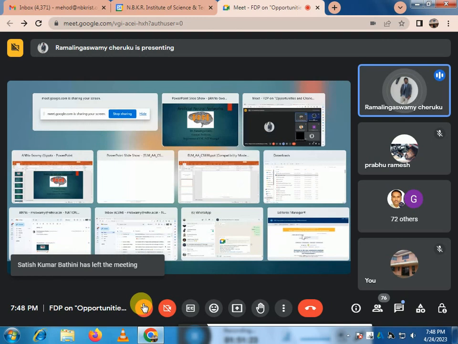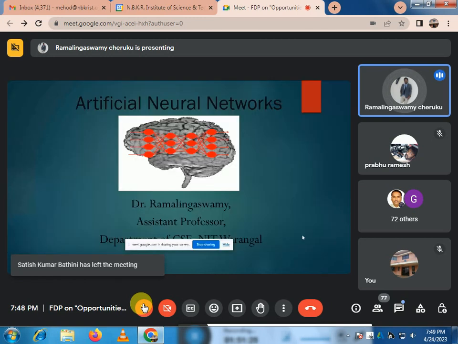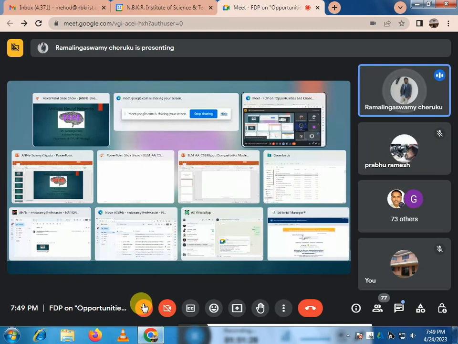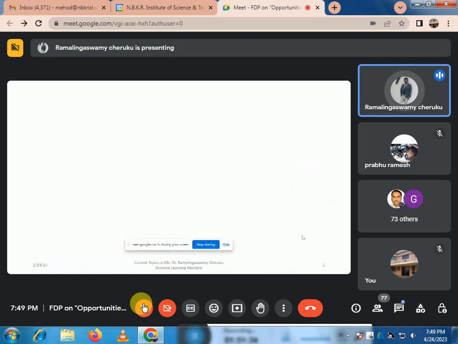Most of the time I will write on the Microsoft whiteboard, and as and when required, I will switch to the PPT. This is my whiteboard. I hope you see a blank screen in white. I am writing something in red color. Is it visible to you? Yes, it is visible. Okay, thank you. Now, without further delay, let us go to the topic.